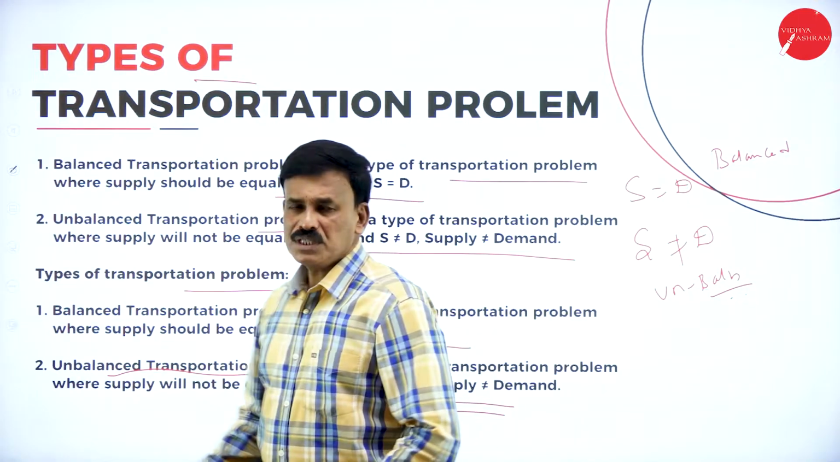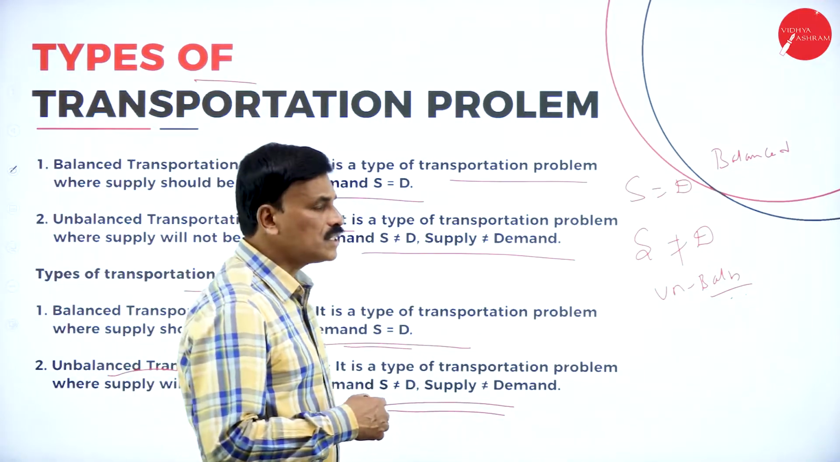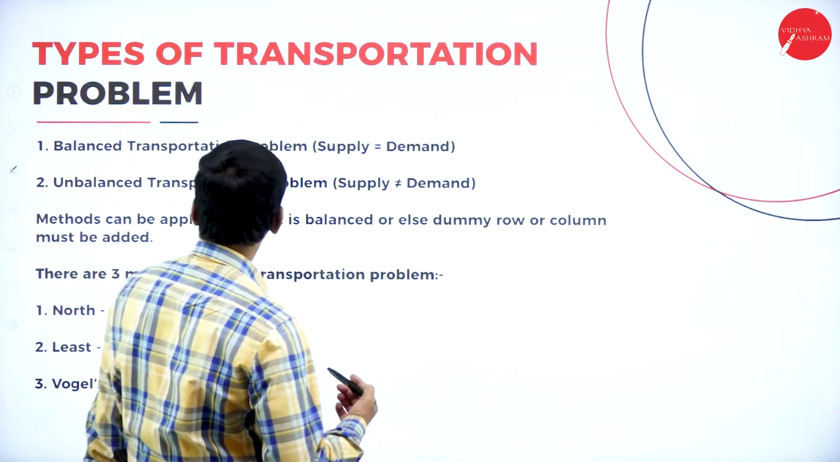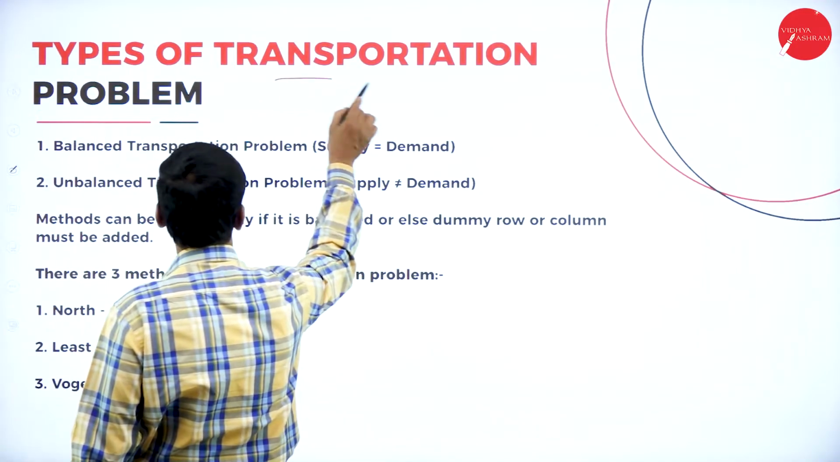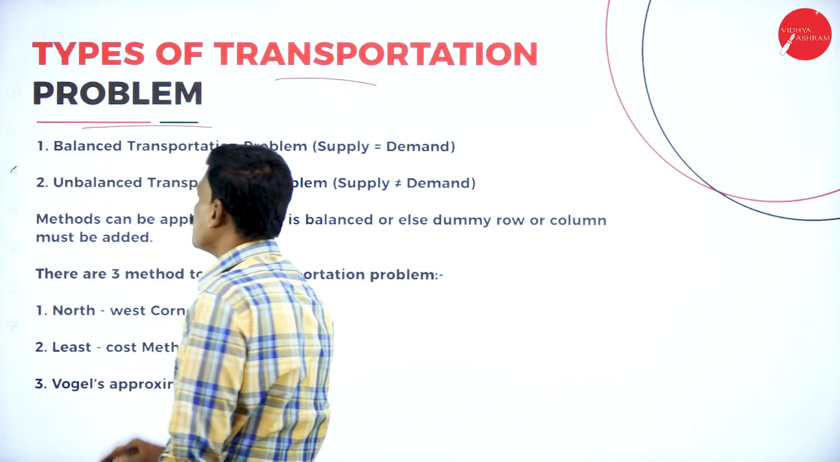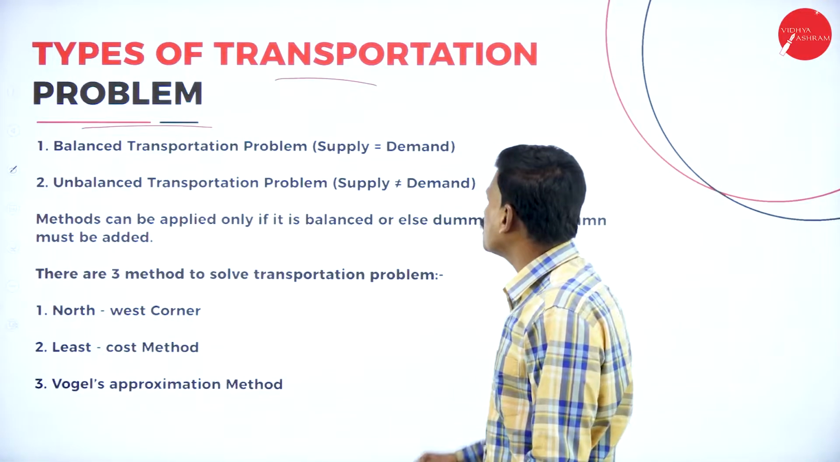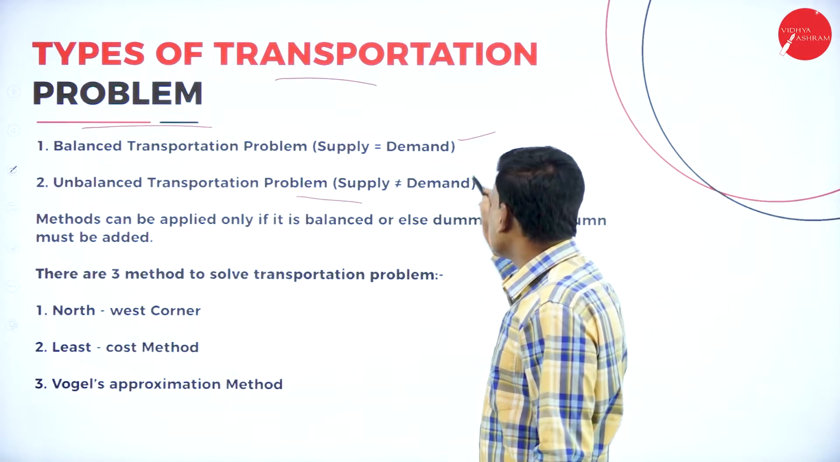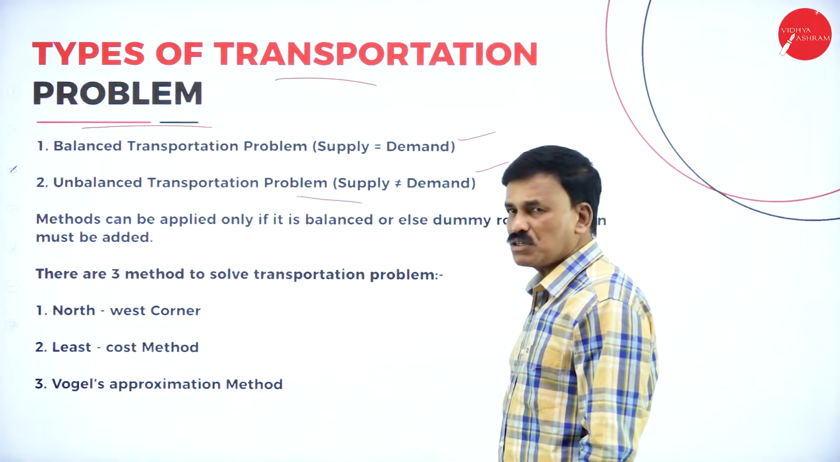Okay. Now, further, how to solve this transportation problem, balanced and unbalanced transportation? So, types of transportation problem: in the balanced transportation problem, supply is equal to demand, and in the unbalanced transportation, supply is not equal to demand.